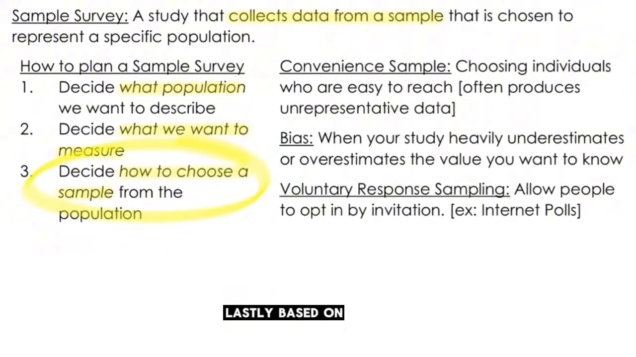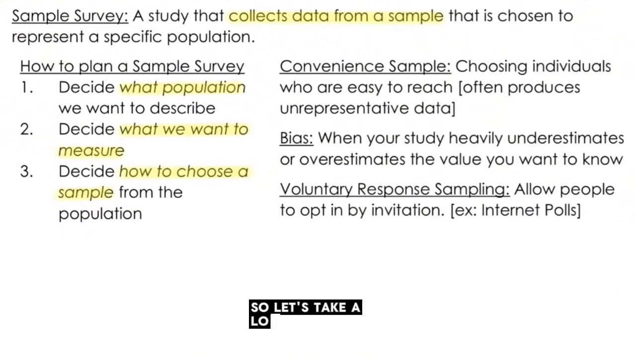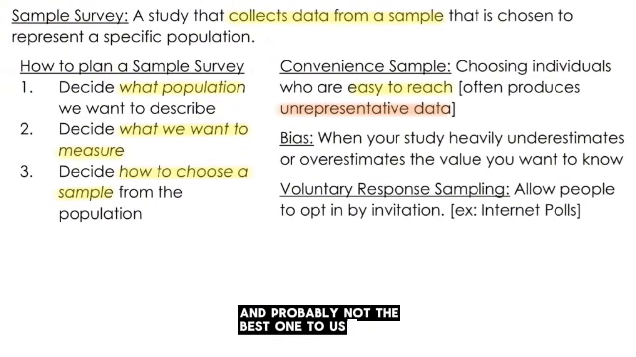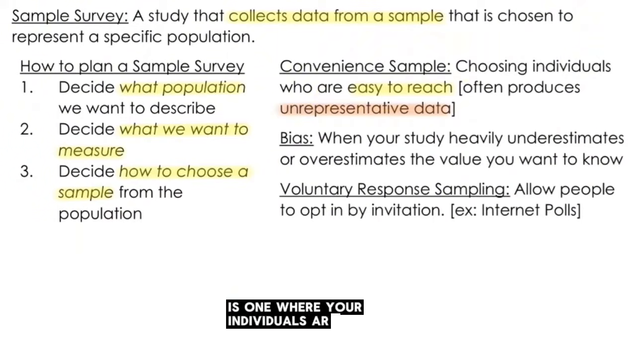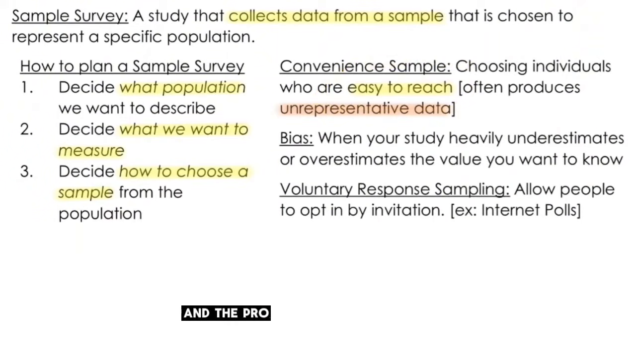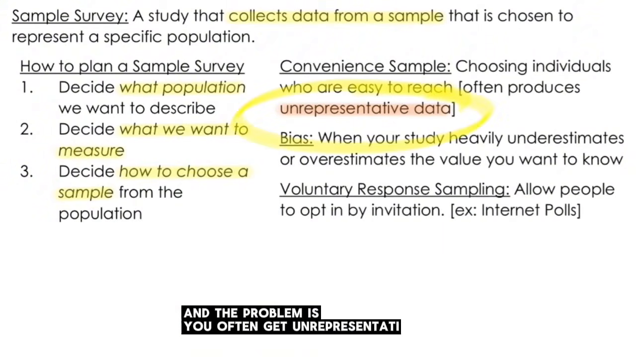Lastly, based on what you're trying to measure, you would then want to decide how to choose your sample from your population. And there are many ways of choosing a sample, so let's take a look at a few of them right now. Starting with the easiest and probably not the best one to use, a convenience sample. A convenience sample is one where your individuals are just very easy to reach, and the problem is you often get unrepresentative data.